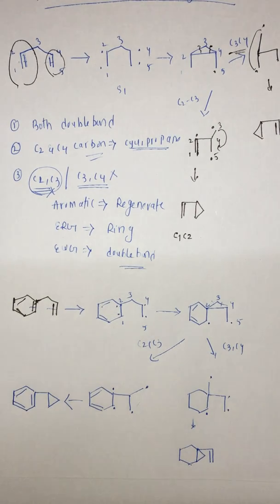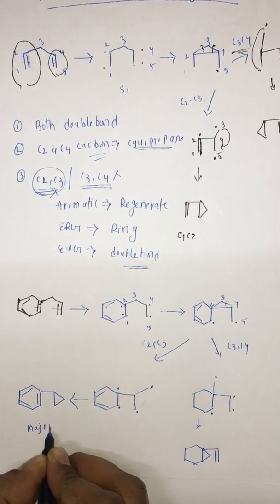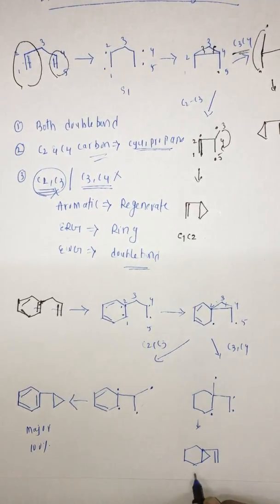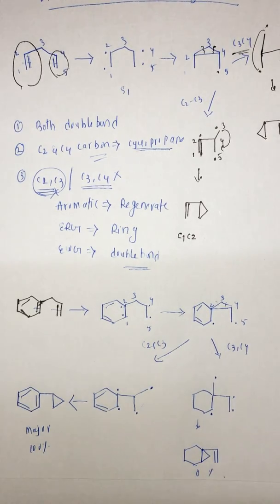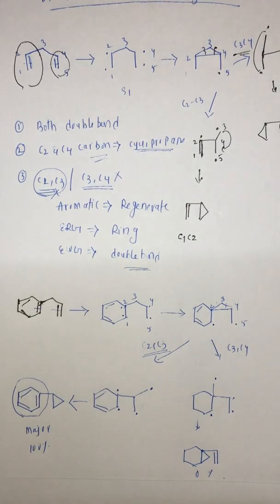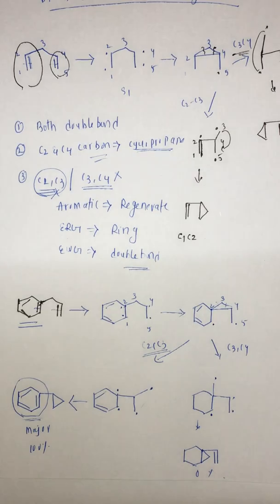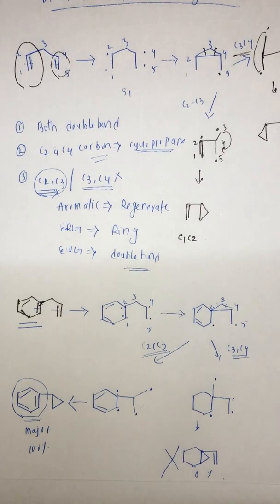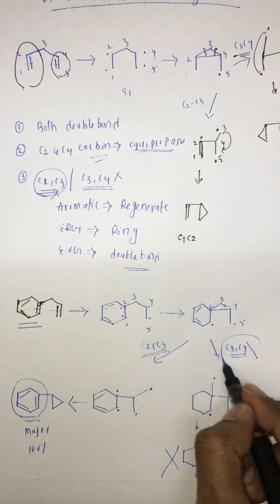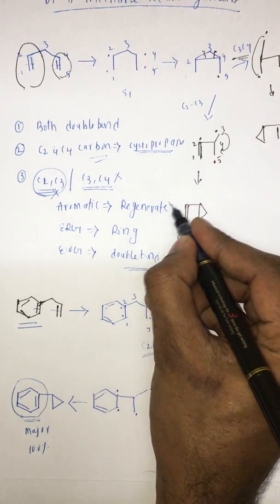Now which one is the major one? This is the major. I can say this is 100%, this is 0%, because C2C3 cleavage is reproducing the aromaticity. Initially this is aromatic, now C2C3 produces the aromaticity, whereas C3C4 is not producing aromaticity here. So that's why C3C4 is completely ruled out. Okay, so this one we have done.